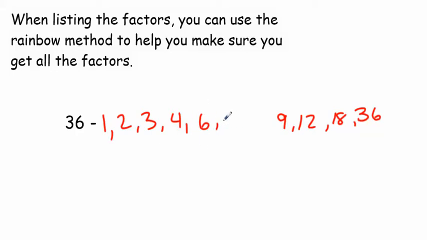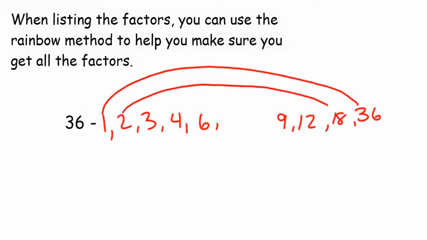If you want, you can still go. There's no 7, there's no 8, and I already have 9. So those are my factors. It's called the rainbow method because it kind of looks like, I'm not going to do this really pretty, but kind of looks like this. These match up. These are my sets of factors. And then 6 is 6 times 6.